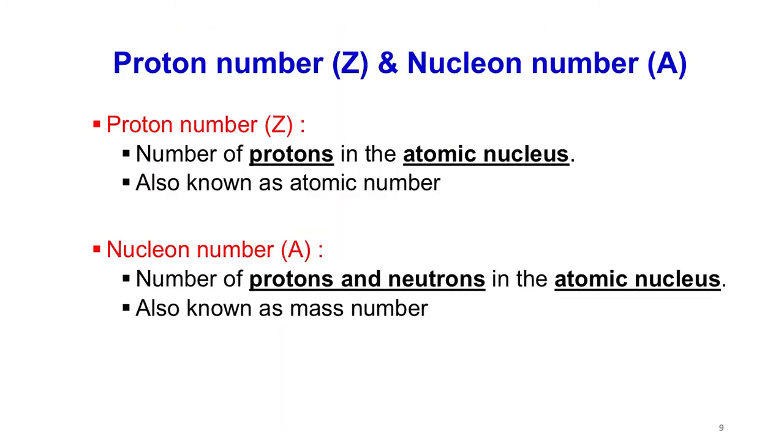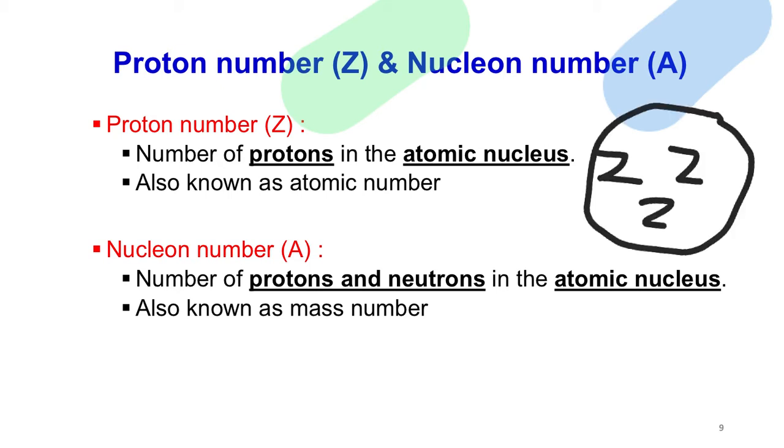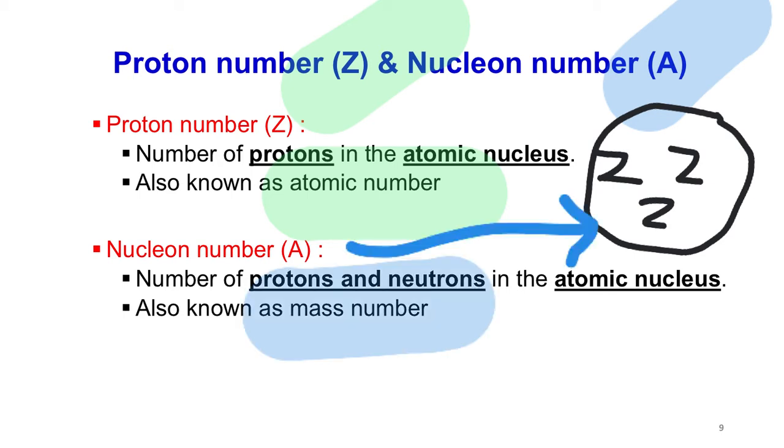We use symbols to describe the particles. For example, capital Z to describe proton number, capital A to describe nucleon number. So, capital Z is the number of protons in the nucleus, also called the atomic number. Capital A, the nucleon number, also called the mass number, consists of the proton number and neutron number.